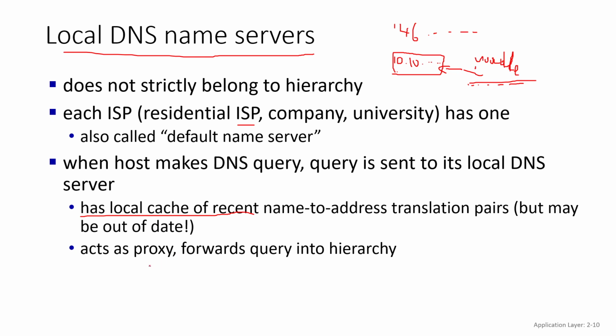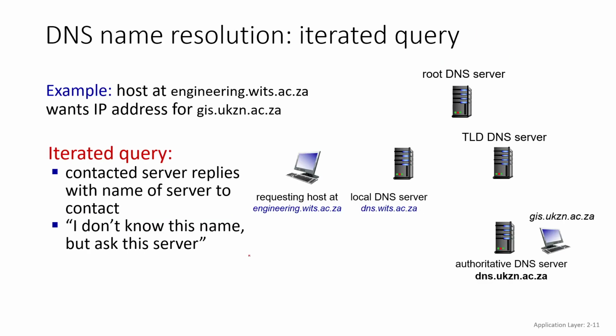And remember from the previous slide, the cache server will act as a proxy between you and the actual server that you're trying to query. All right. Cool. Now, how does the URL resolution happen? Let's assume that we're looking for engineering.wits.ac.za. We are in the engineering department, right?